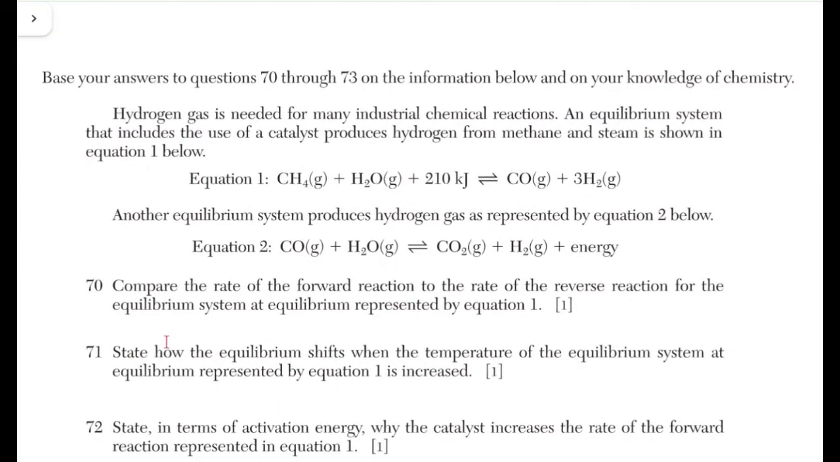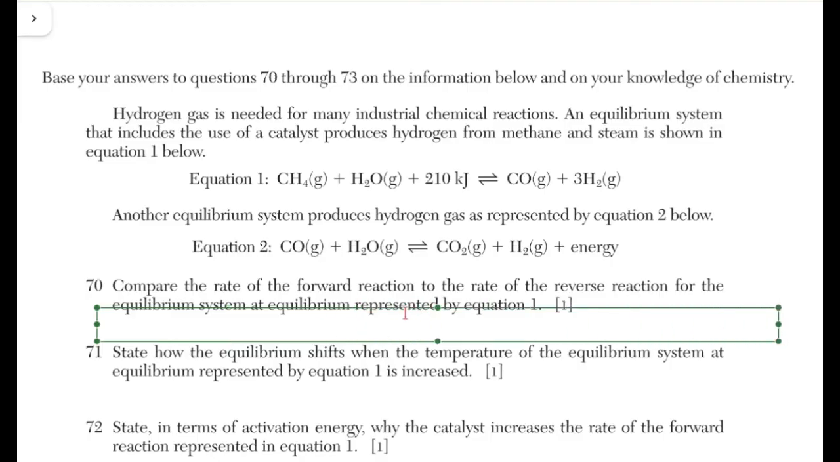Hydrogen gas is needed for many industrial chemical reactions. An equilibrium system that includes the use of a catalyst produces hydrogen from methane and steam, as shown in equation 1 below. Another equilibrium system produces hydrogen gas as represented by equation 2 below. Compare the rate of the forward reaction to the rate of the reverse reaction for the equilibrium system at equilibrium represented by equation 1. The rate of the forward reaction will always be equal to the rate of the reverse reaction.